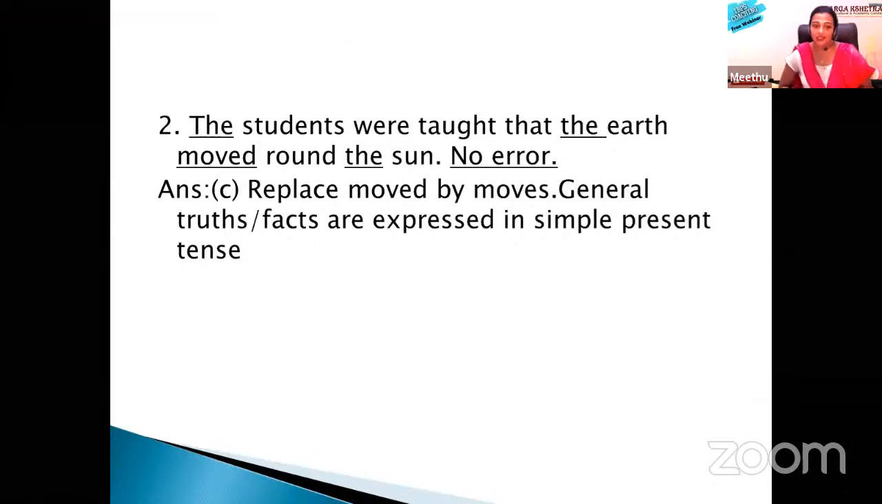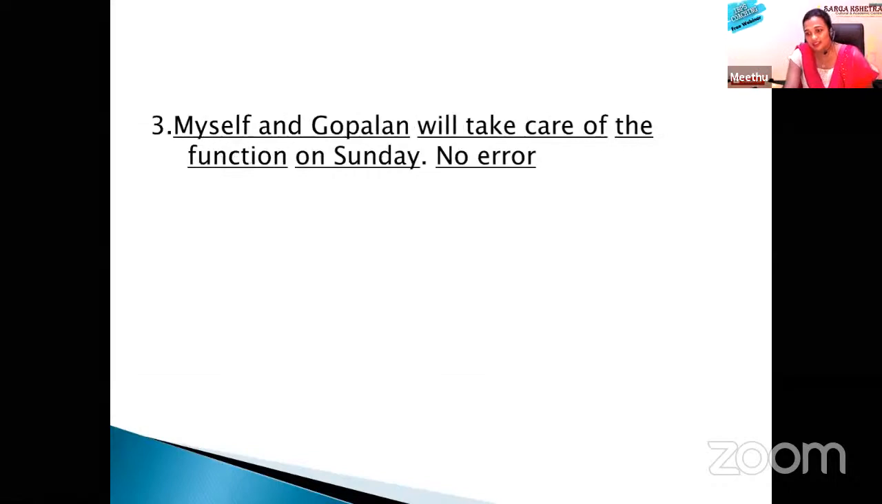As you can see, the earth moved around the sun is not an action that happened only in the past. It is a general truth that is happening every day. It is a general truth or a fact. It is not an action that happens only in the past. That is why it is the earth moves instead of moved. The earth moves around the sun. So we should use simple present tense. So that's it, spotting the errors.